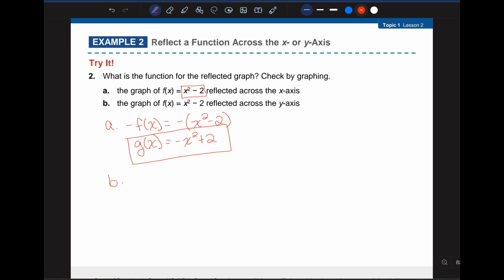All right, so for part B, it's a reflection in the y-axis, which is a horizontal motion. So I'm going to take my function and just multiply the x by a negative. So that gives me negative x, squared, minus 2. Parentheses are very important here. Now, if I take a negative number and I square it, it will always come out to be a positive. So I'm going to simplify this to x squared minus 2, and let's just call this one h of x.